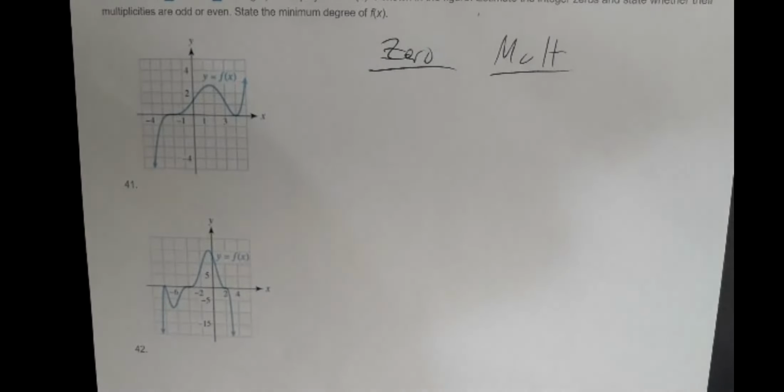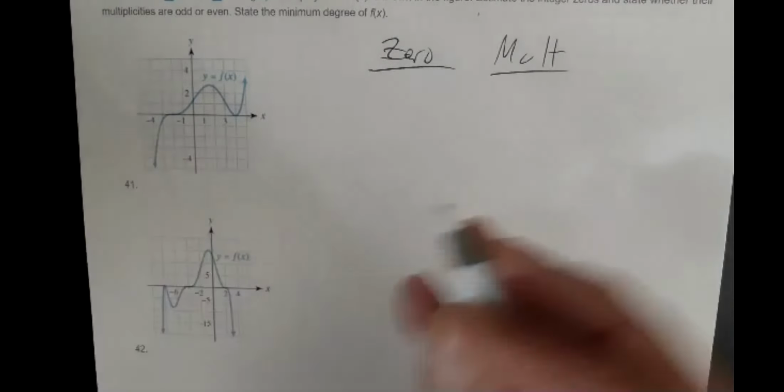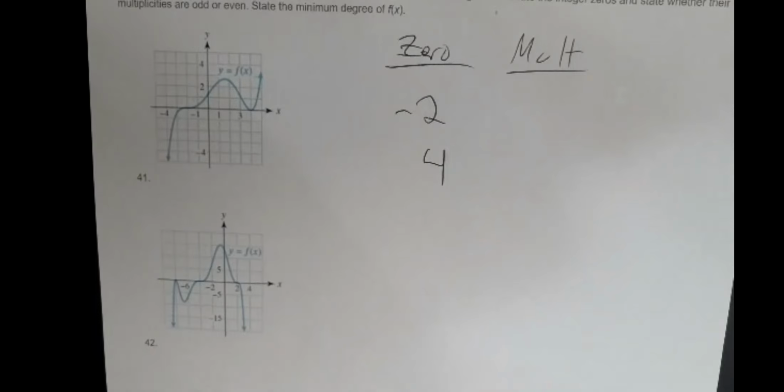Staring at this graph, it looks like we're going by ones. It looks like this one is at -1, 2. It looks like this one is at 1, 2, 3, 4. And then I want to talk about their multiplicities.